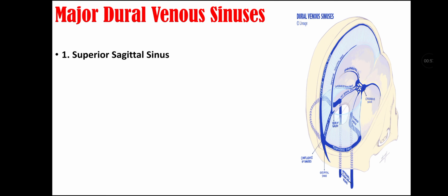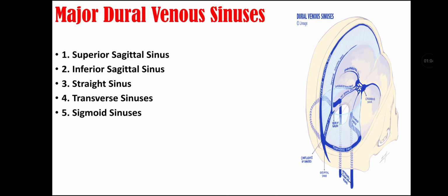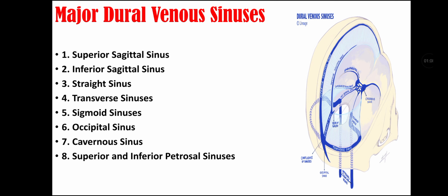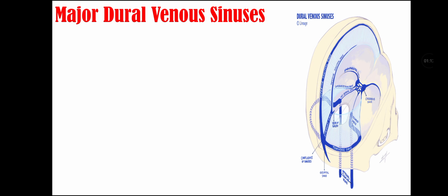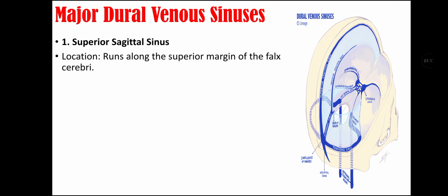Major dural venous sinuses include superior sagittal sinus, inferior sagittal sinus, straight sinus, transverse sinus, sigmoid sinus, occipital sinus, cavernous sinus, superior and inferior petrosal sinus, and sphenoparietal sinus. Now let's talk about these sinuses one by one. First is superior sagittal sinus.